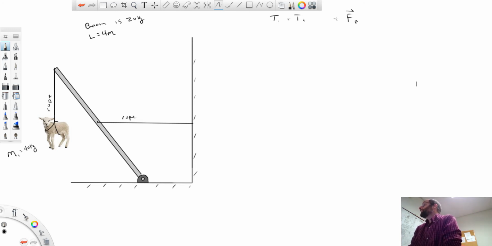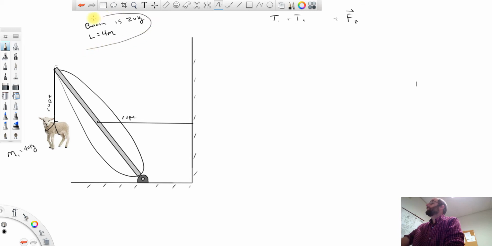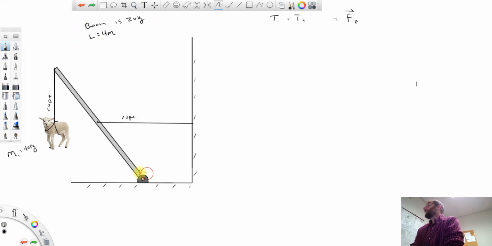I'm making this video to help you learn how to draw good free body diagrams and use torque equations to solve problems. So what we're looking at is some person, for some reason, I don't know why, has hung this 40 kilogram lamb from a rope, which is tied off to this beam, 4 meters long and 20 kilograms. And this beam is attached to this pin here, which is free to rotate.